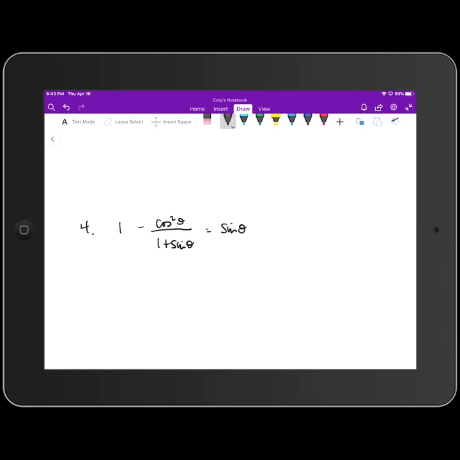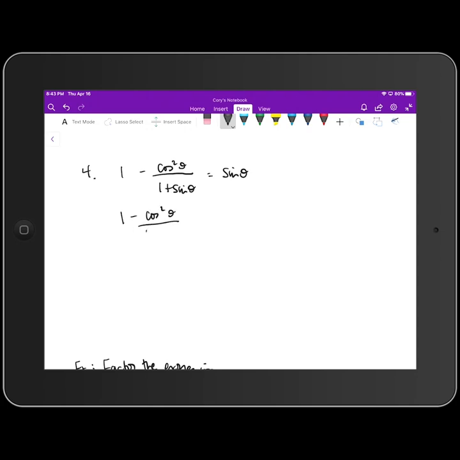All right, last one. For verifying identities, number 4, we have 1 minus cosine squared over 1 plus the sine of theta is equal to the sine of theta. Okay, so again, our more complicated expression is the one on the left-hand side. So I'm going to start with that and show that that gives me the right-hand side.